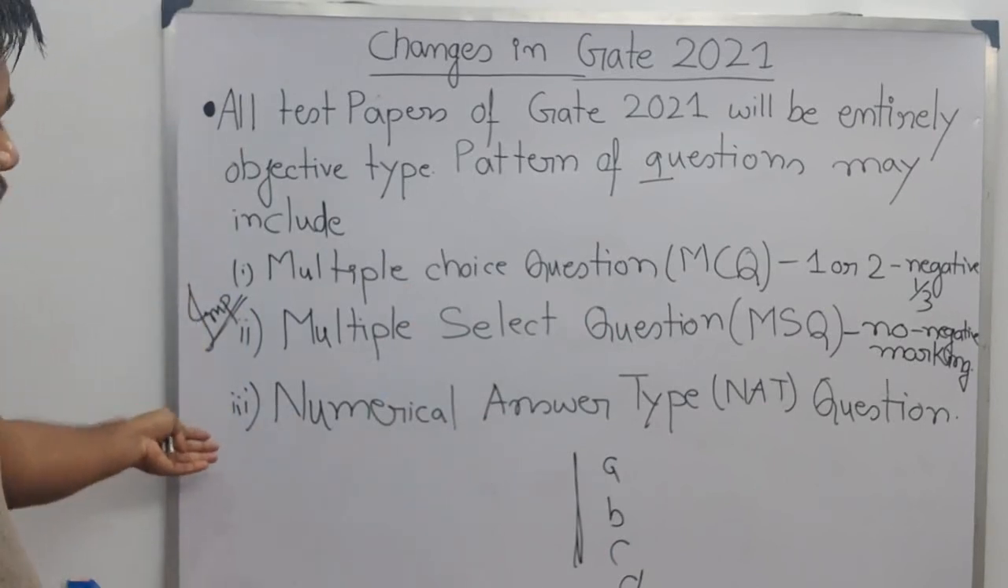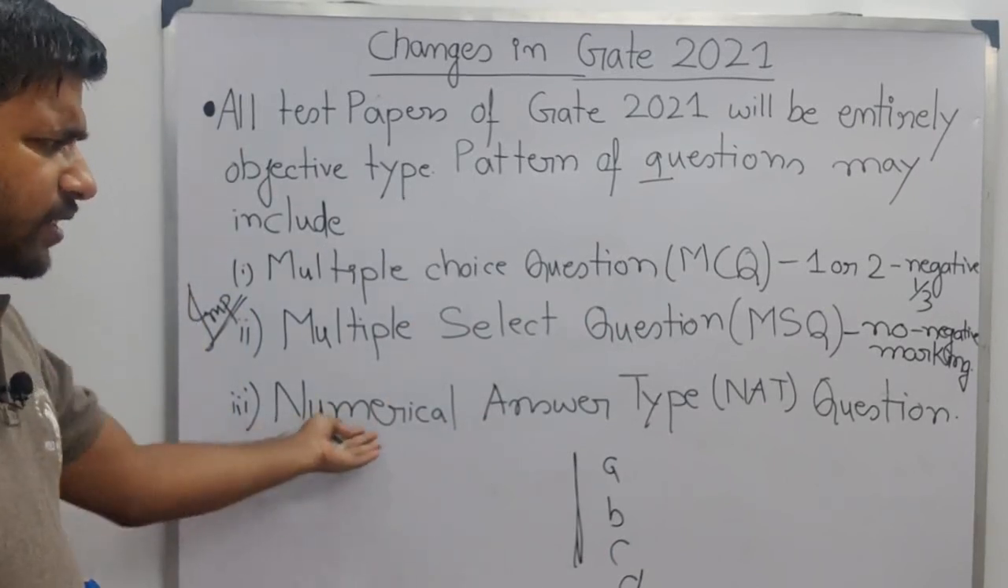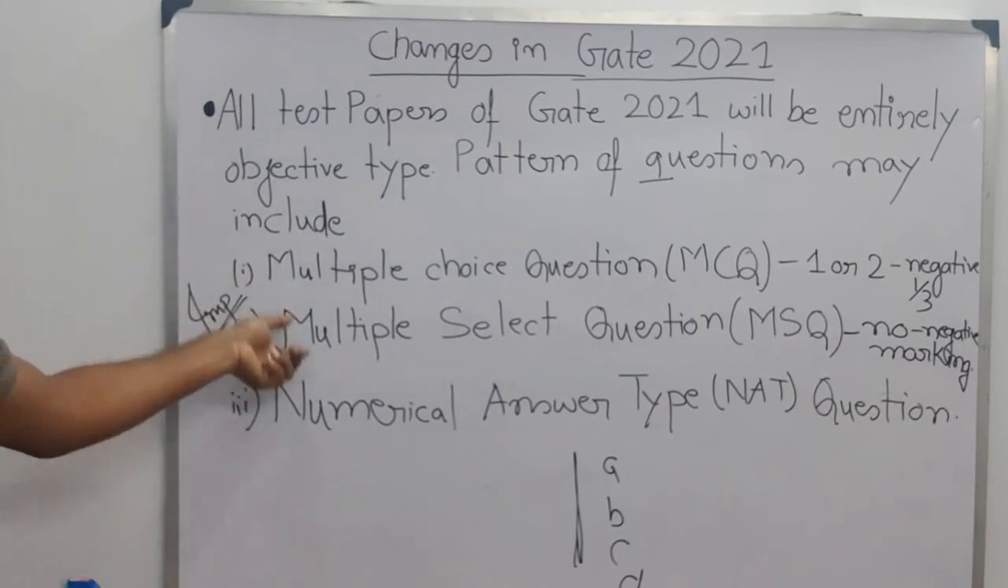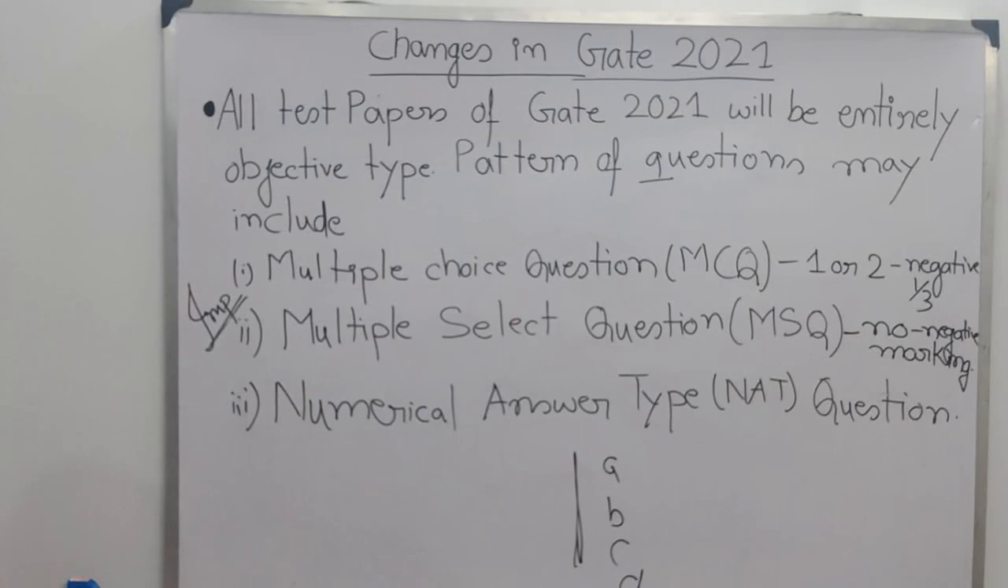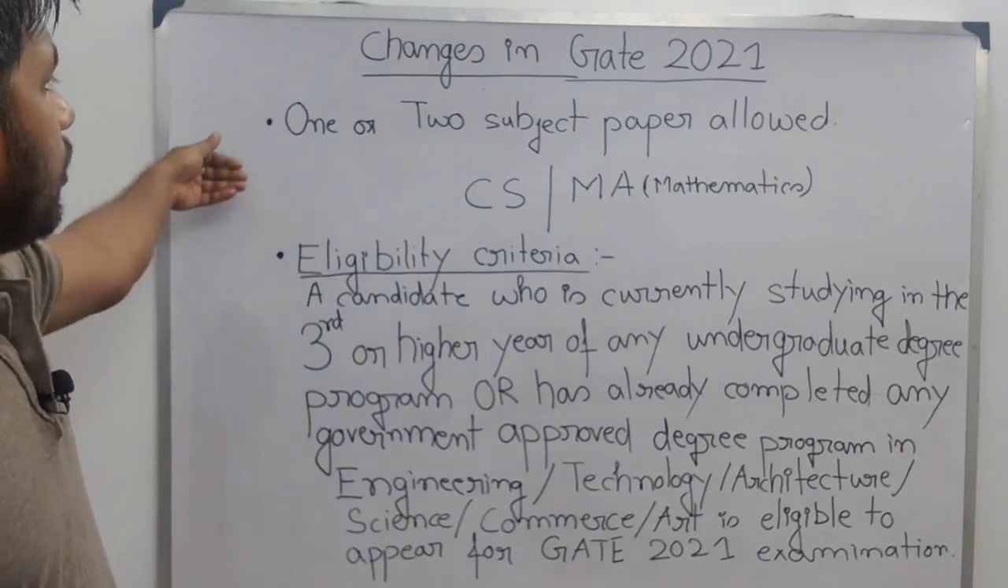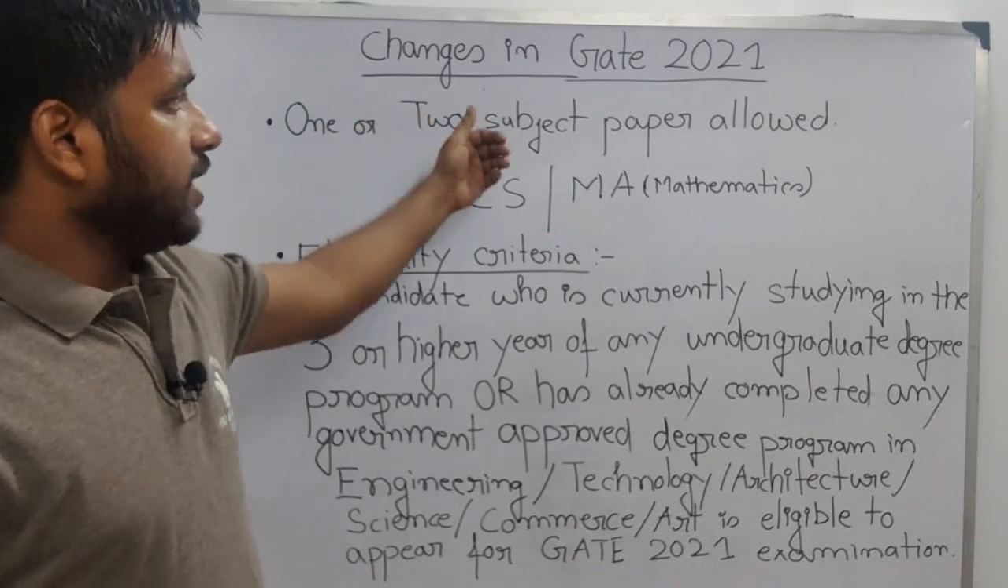Now the third one is the similar numerical answer type. So the only change that they have added is multiple select questions. Now see, now we can give 1 or 2 subject papers alone.